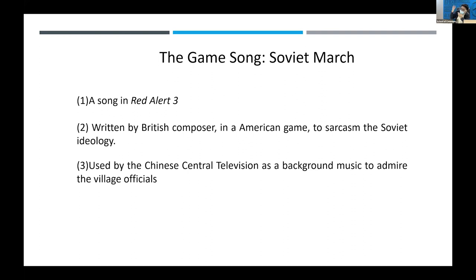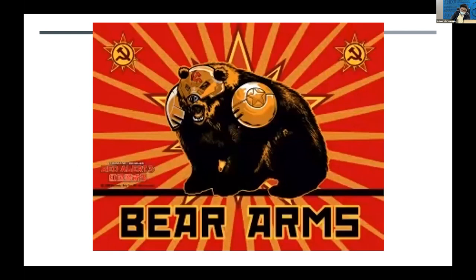And this song called Soviet March is from Red Alert 3. It was released eight years after Red Alert 2. It might become evidence to prove there is a change. This song was actually made by a British artist at an American company as a sarcasm towards the Soviet ideology in the game. It was written in the style of German music, indicating that the Soviets aimed to rule the world. So I will give you an example here.